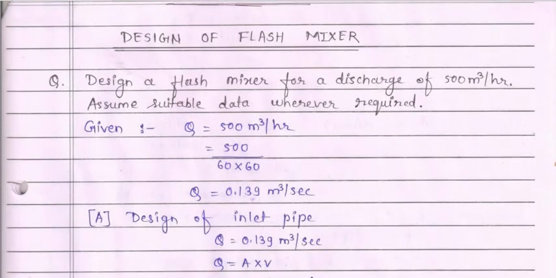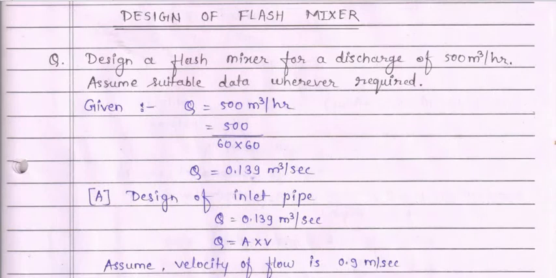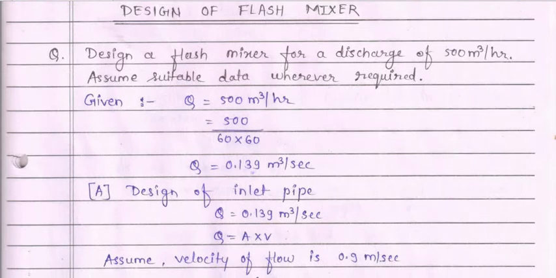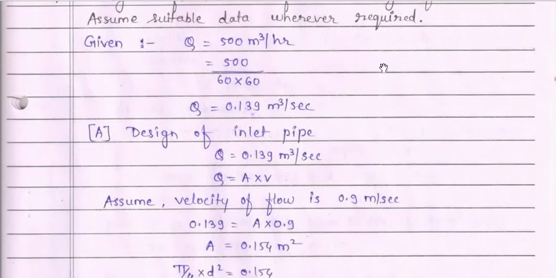So this is the design of a flash mixer. Generally a question is asked in this fashion: design a flash mixer for a discharge of 500 meter cube per hour or 600 meter cube per hour, or any value of discharge, and assume suitable data wherever required. So we will first write the discharge Q. Here the discharge given to us is 500 meter cube per hour, and we convert it to meter cube per second, which comes out to be 0.139 meter cube per second.